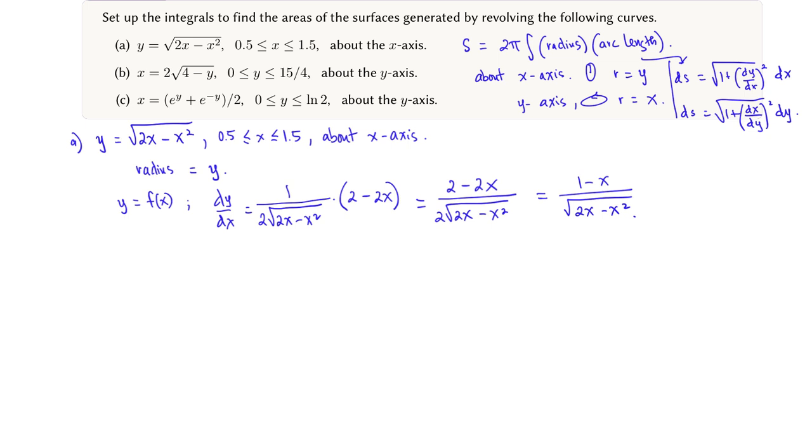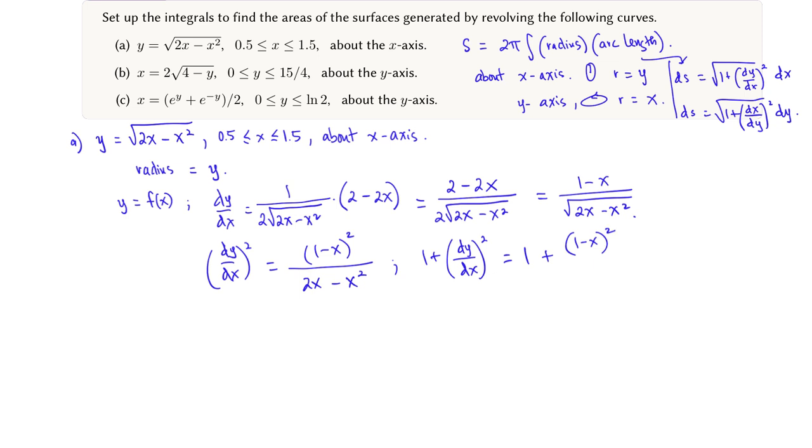And in the arc length formula, we would need to square dy/dx. So square 1 minus x in the numerator. And in the denominator, the square root and the square cancel out. Also in the arc length formula, we would need to add 1 to the square of the derivative. And so 1 plus (1 minus x) squared over 2x minus x squared.